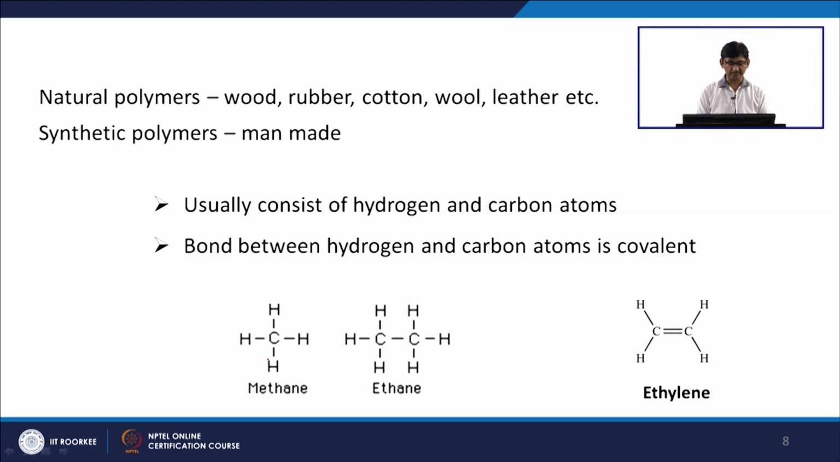In this case it is methane, when carbon is sharing with 4 hydrogen atoms. If you combine two carbon atoms and the remaining bonds are shared by hydrogen atoms, then it is ethane. If we do not have 6 hydrogen atoms, then there has to be a double bond between the 2 carbon atoms. In that case it is called ethylene. So, you can have different types of molecules, which can be used to make a polymer, by having different types of bonds between the carbon and hydrogen atoms.